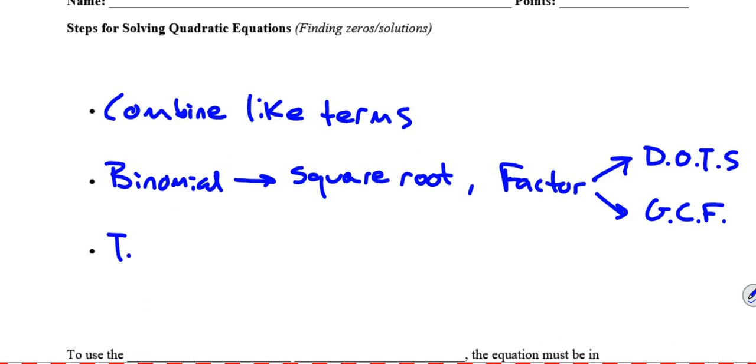If it's a trinomial, again, you're not setting it equal to 0 quite yet. You're just identifying how many terms you have. Let me actually go back up here. With this factoring, once you determine it's not going to be a square root, before you can factor, you've got to set the whole thing equal to 0 and then factor it.